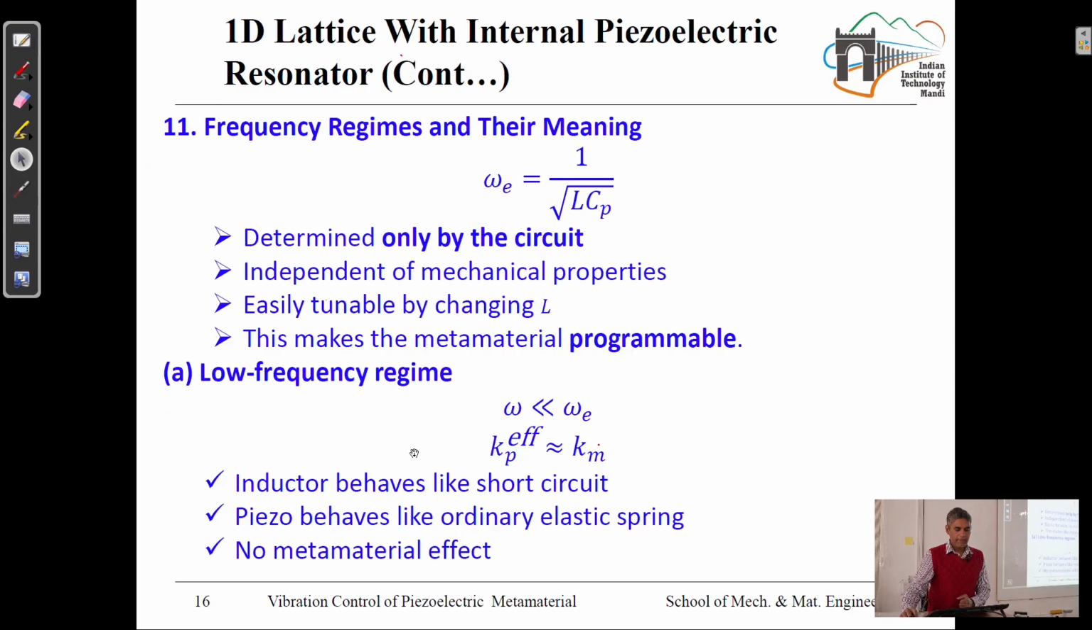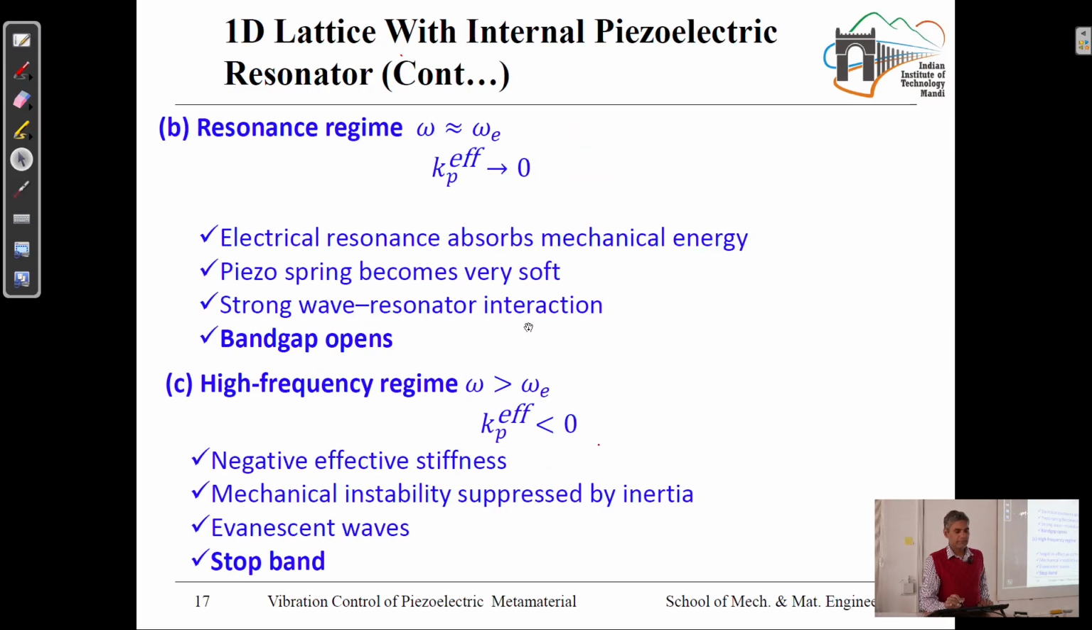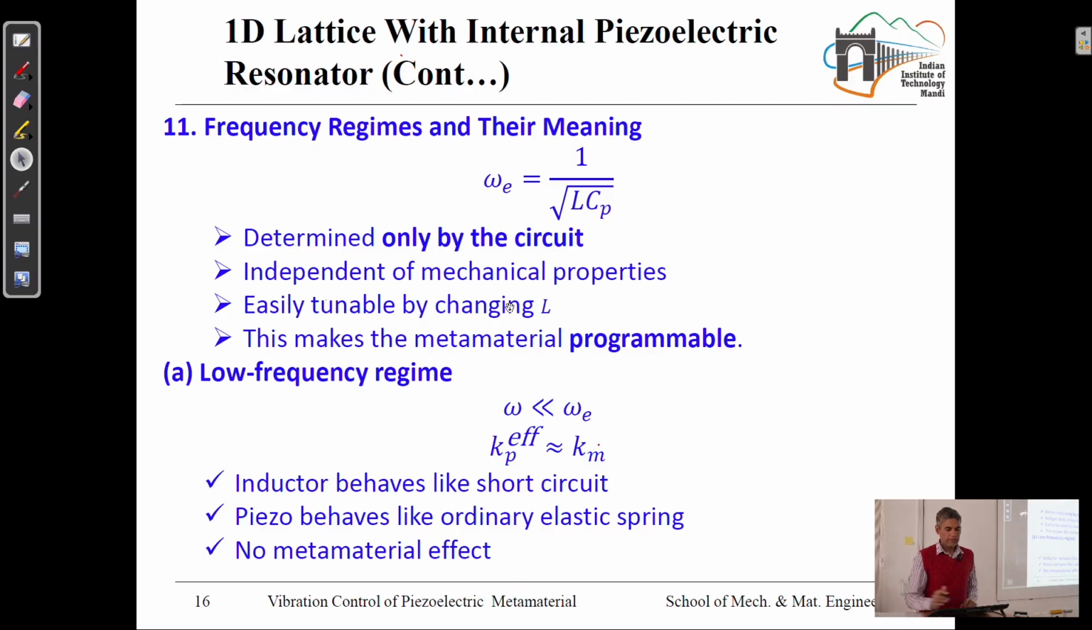So now see frequency regimes and their meanings. This is determined only by the circuit, that is the value of L, independent of mechanical properties. So as such there is no mechanical property here, it is all electrical. Easily tunable by changing L. This makes the metamaterial programmable, right? So basically now we can play with this.